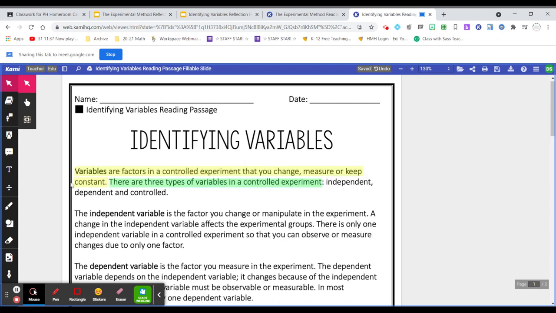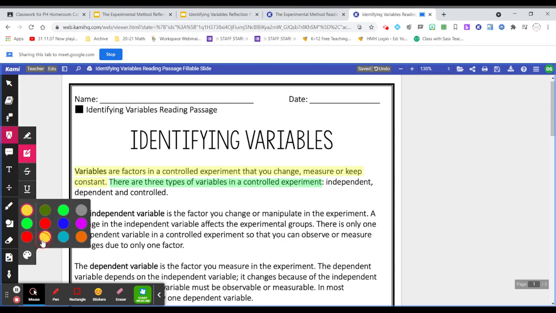I would like this to be read. Okay. So now we're going to go back and we're going to read the second portion.